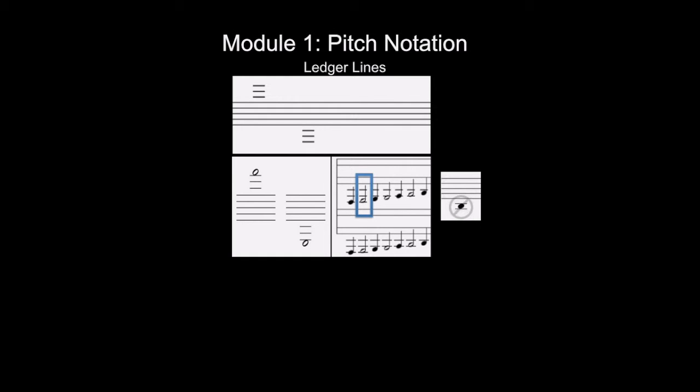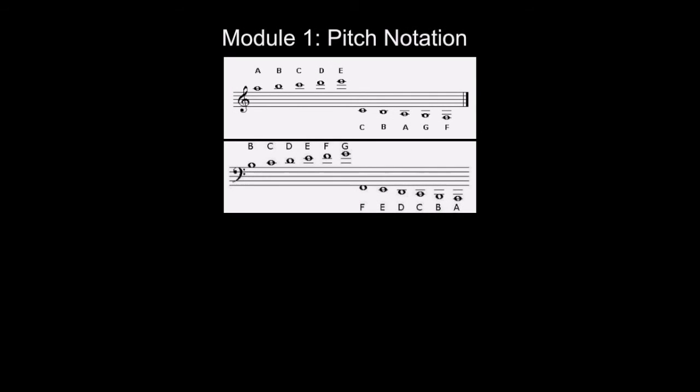The left one shows notes written using ledger lines in a correct fashion. The one on the right shows an incorrect example. Look at the framed note placed below the second ledger line. It is followed by another ledger line which serves no purpose. Thus, this is incorrect. Here are notes on ledger lines above and below the staff in both clefs and their letter names.